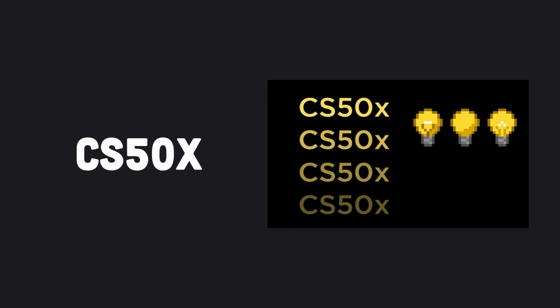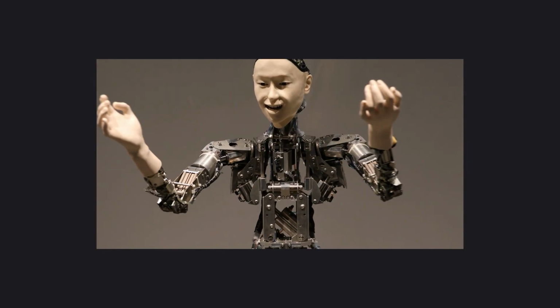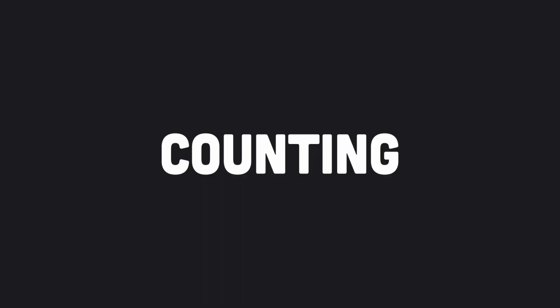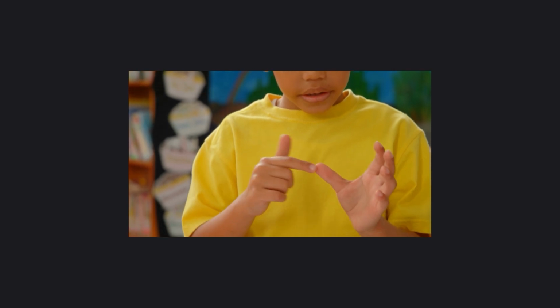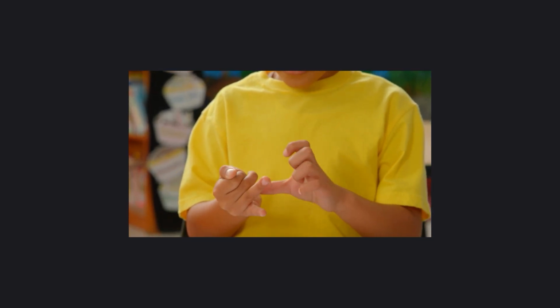The goal of CS50x isn't just to teach programming, it's to help us develop computational thinking. That means learning how to solve problems like a computer does, logically, efficiently, and step by step. Let's start with something simple: counting. We usually count with our fingers, 1, 2, 3, all the way up to 10.